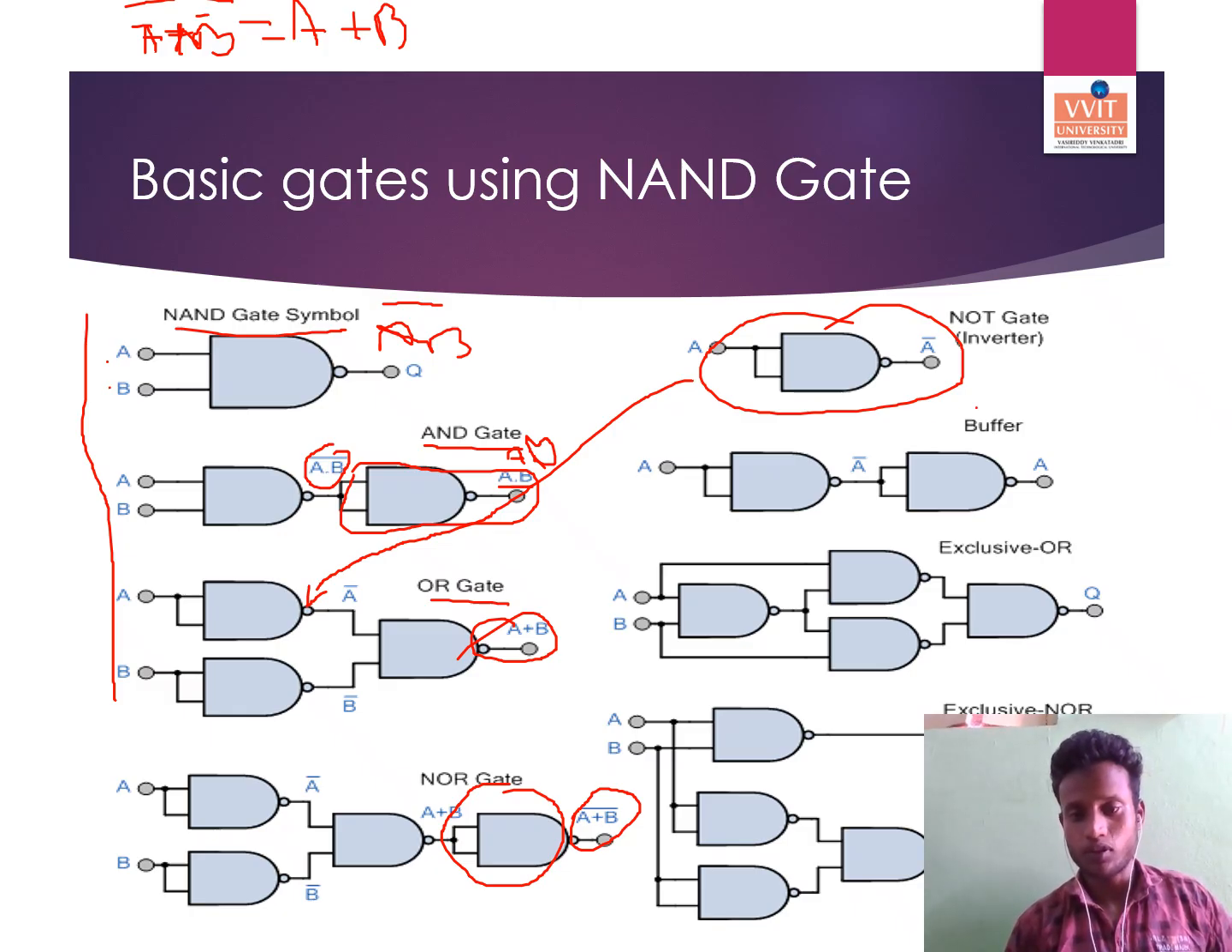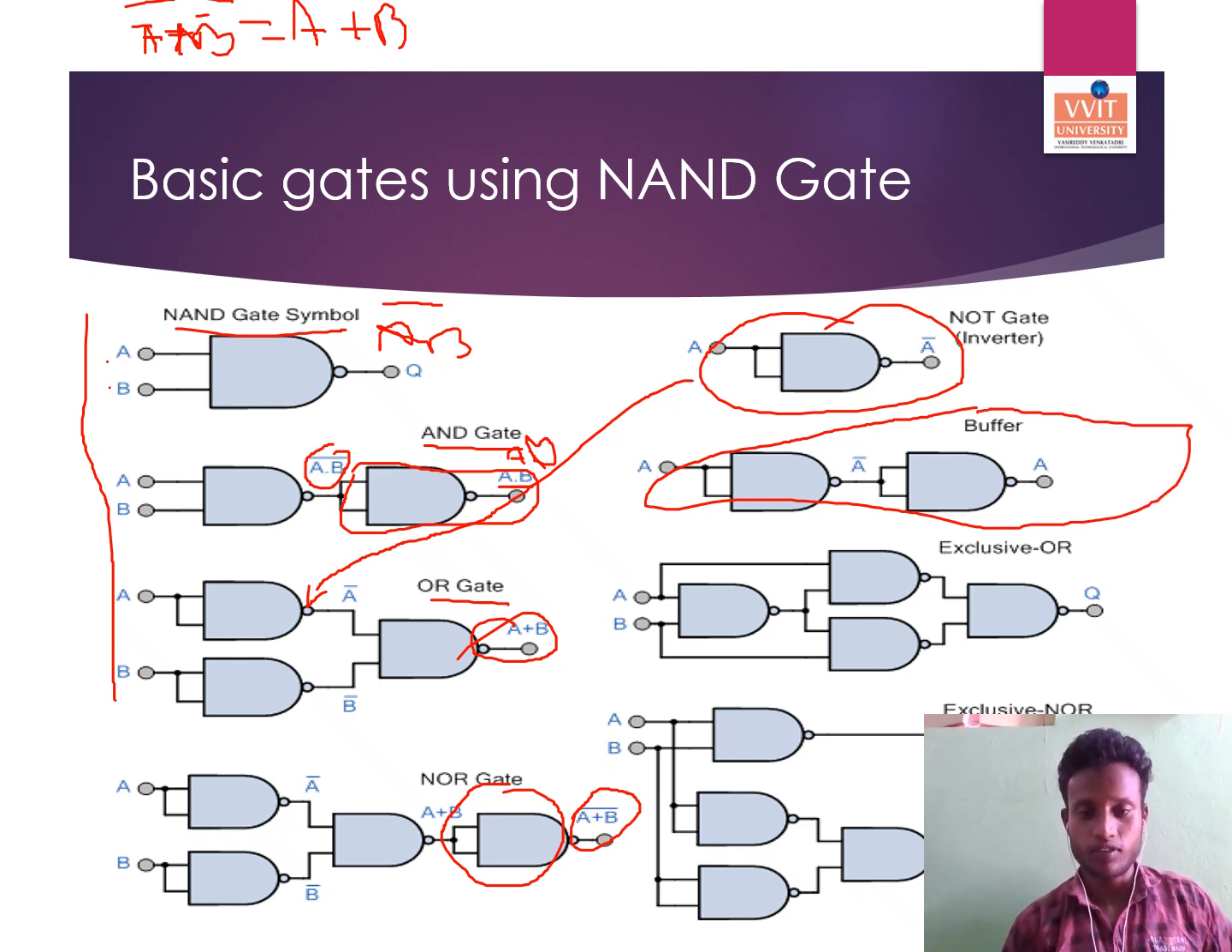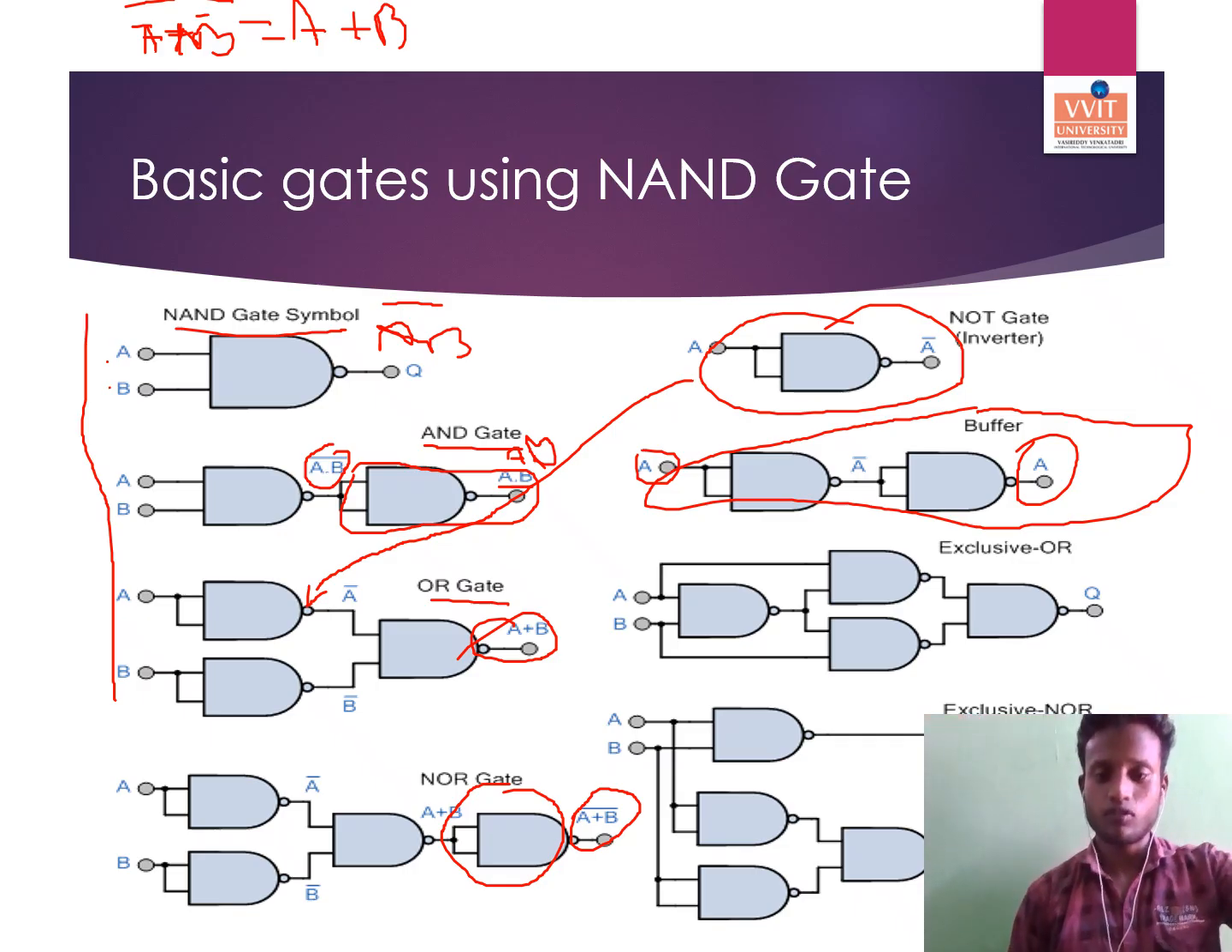Buffer. We talked about the buffer previously. It does not change the output. If the input is A, the output is also A. We give the complement and again the complement: A goes to the NAND gate and comes out as A bar, and A bar goes to the NAND gate and comes out as A. The buffer does not change the input; it gives the output the same as the input.